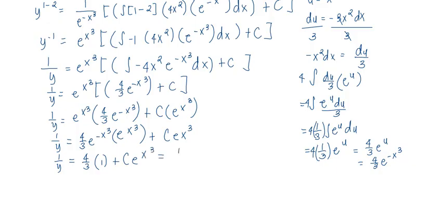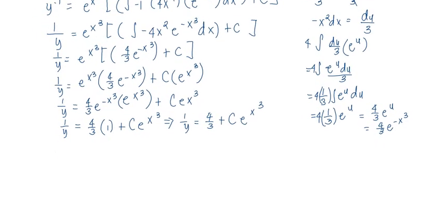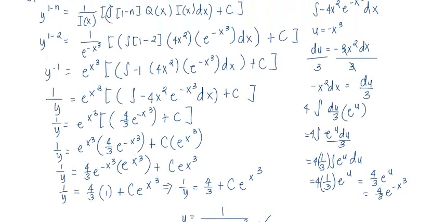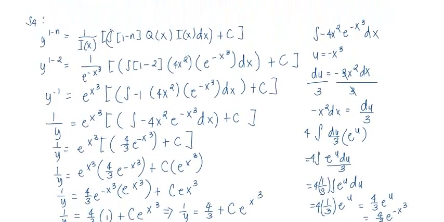So we would have 1 over y is equal to 4/3 plus c e raised to x raised to 3. And then we could rewrite this as y is equal to 1 over 4/3 plus c e raised to x raised to 3. We could settle for that. So ito na yung solution ng differential equation na nasa number 3.